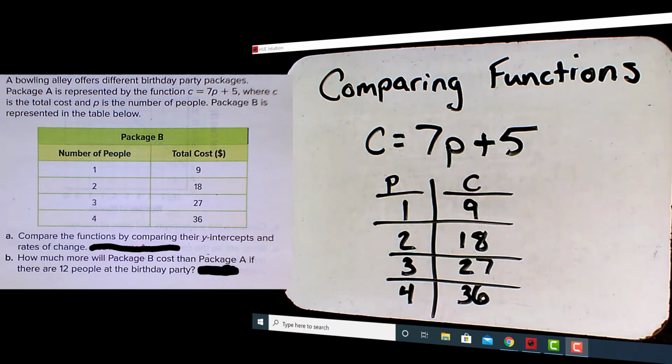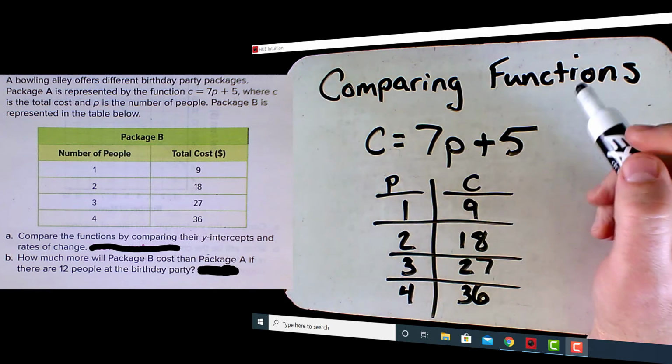Okay, so I've rewritten my table and my equation, gotten rid of all our work. Now let's look at part B. Part B says, how much more will package B cost than package A if there are 12 people at the birthday party? So to find out how much more, I've got to find out how much each one costs when there's 12 people.